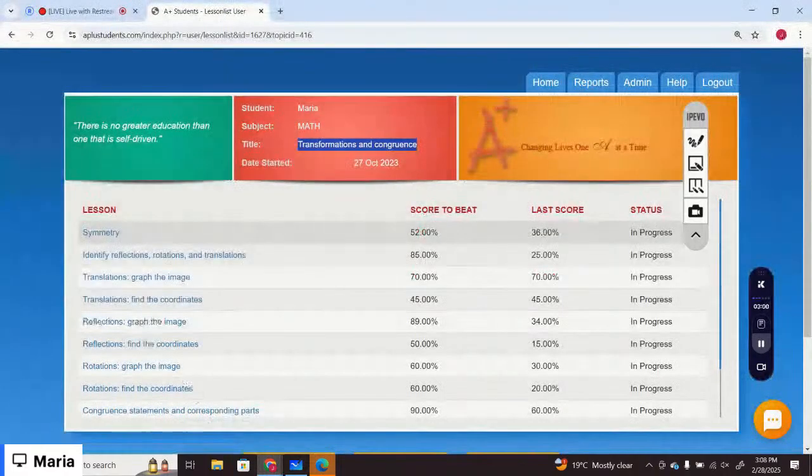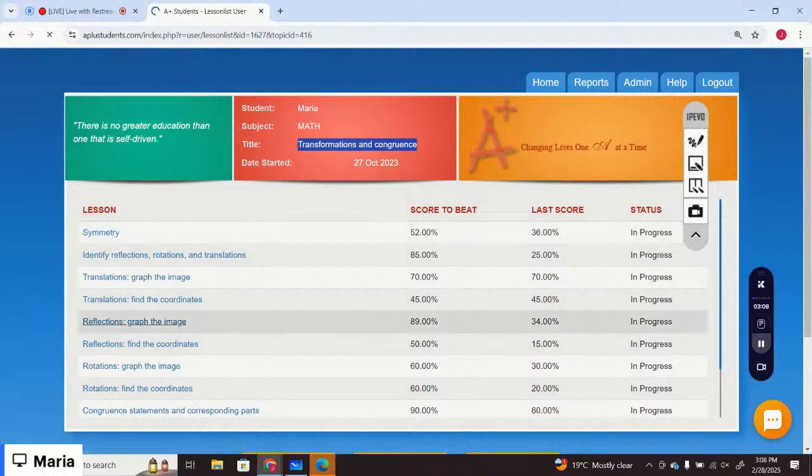Here I'm on grade 8 math. The chapter we're on right now is transformation and congruence. Let's just start with the lesson that is reflection, graph the image.